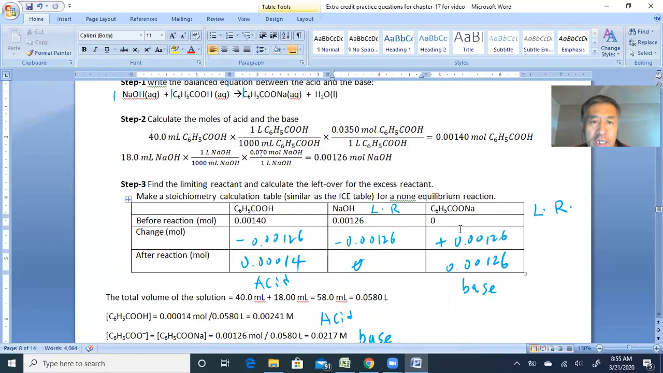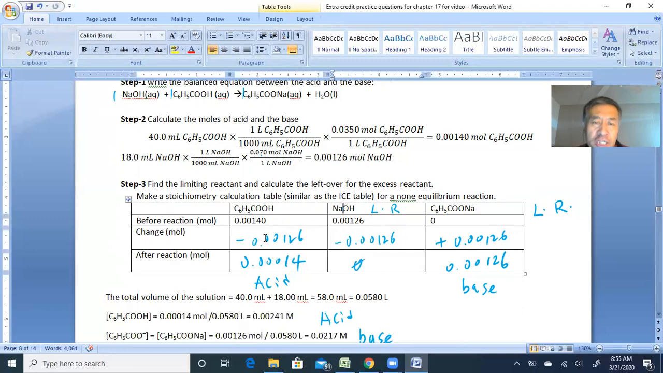So we decide the limiting reactant. As we said before, if the reaction is a 1:1 ratio, the one that has fewer moles will be the limiting reactant. So NaOH has fewer moles, therefore NaOH is the limiting reactant. Then the change will be the negative of the initial moles of the limiting reactant. So therefore, the change for NaOH will be negative 0.00126. In that way, you take the initial and the change and sum them together, and you get 0. So therefore, this is the limiting reactant.